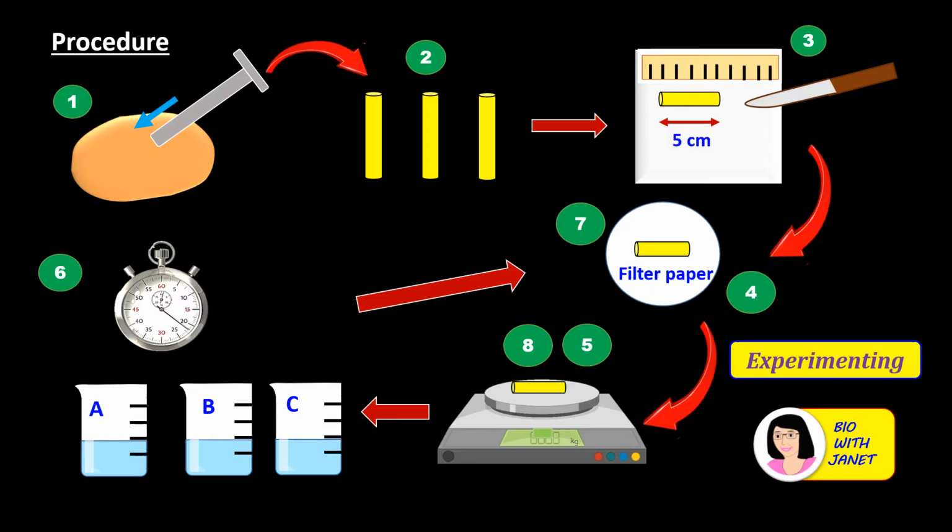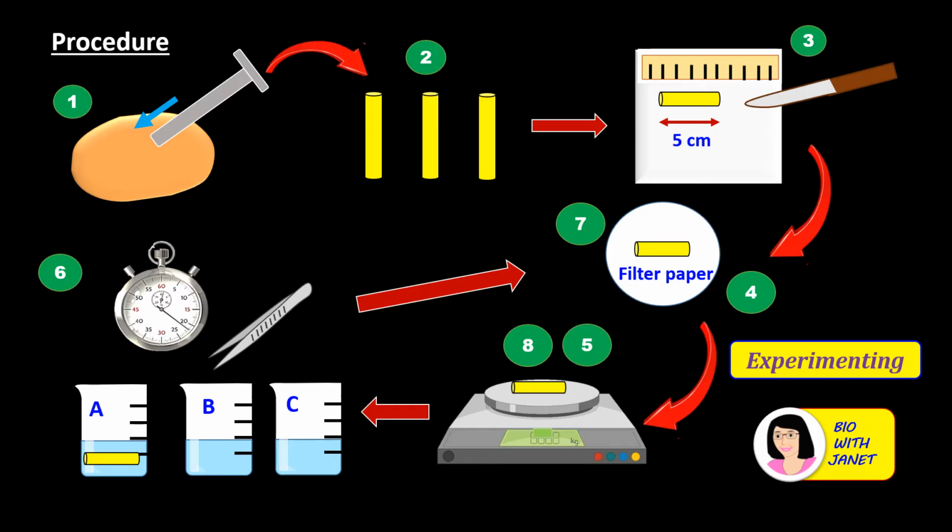So let's say we soak it for 20 minutes. Now you must start the stopwatch here. Start the stopwatch and then put all the potato strips inside and soak them, 1 in each beaker of sucrose solution. Use the forceps to put the potato strip into the beaker, right?